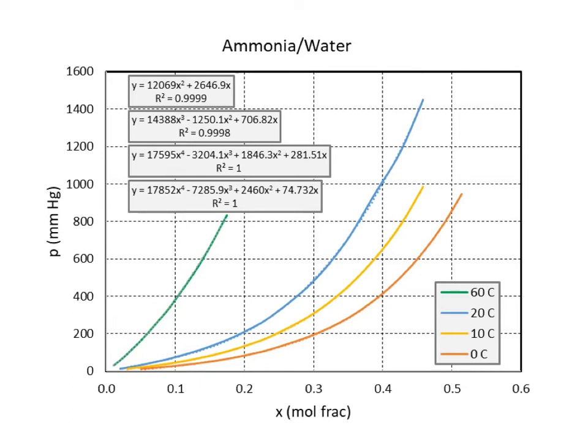Now, each of these curves I have fit with a polynomial equation. And so this curve here for 0 degrees C has this equation. This is for 10, 20, and 60 degrees C. So this equation then says that the partial pressure of ammonia is equal to this function of the liquid phase mole fraction with an R-squared value of 4/9, so it's pretty good.